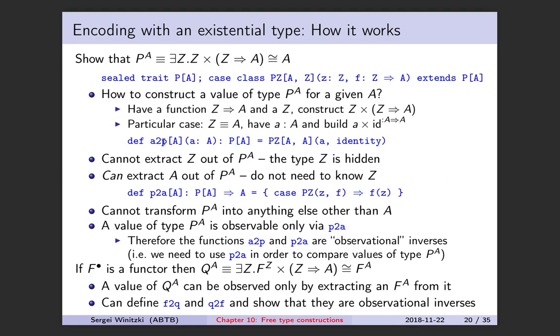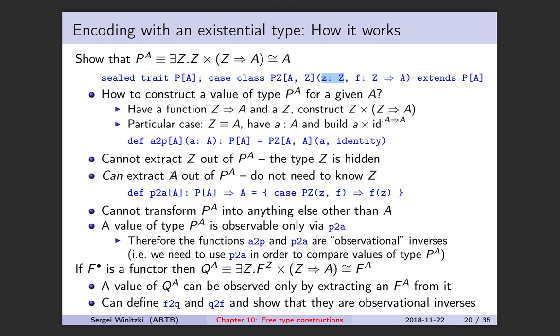Now, how about extracting A from P? If we have a value of this type, we actually cannot extract Z out of it. So the value of this type contains a Z as part of it, but we don't know what the type of Z is. And because the type Z is hidden, we cannot extract it out of the function PA. We cannot have a function whose type is unknown, whose type signature contains an unknown type.